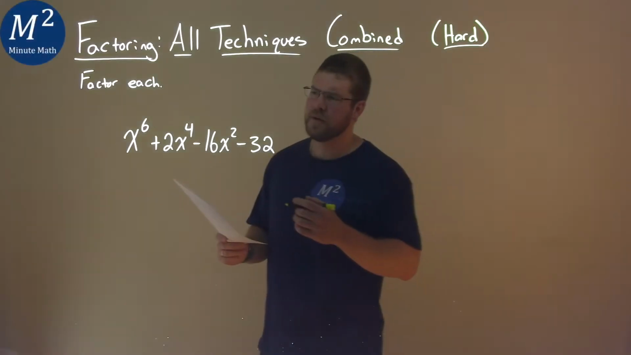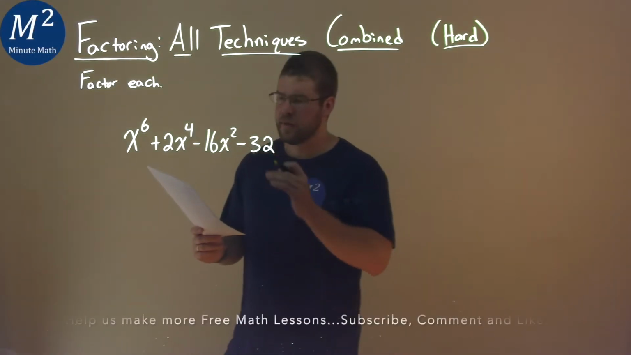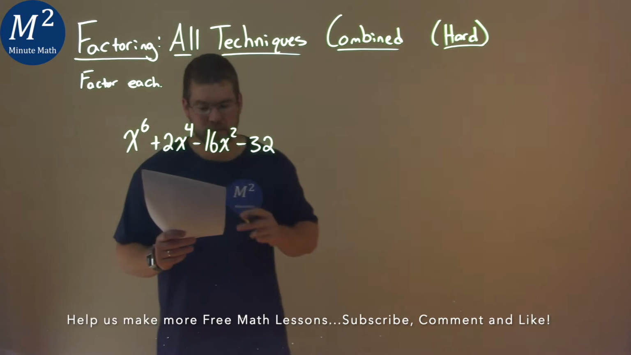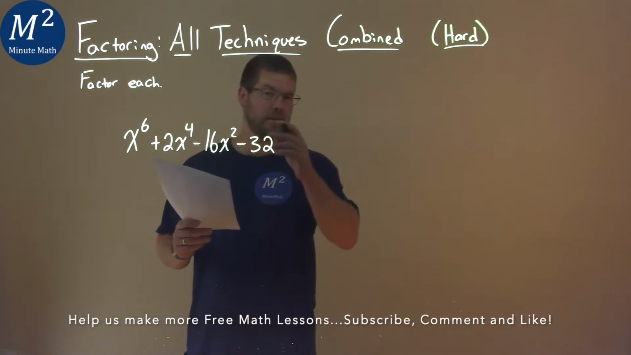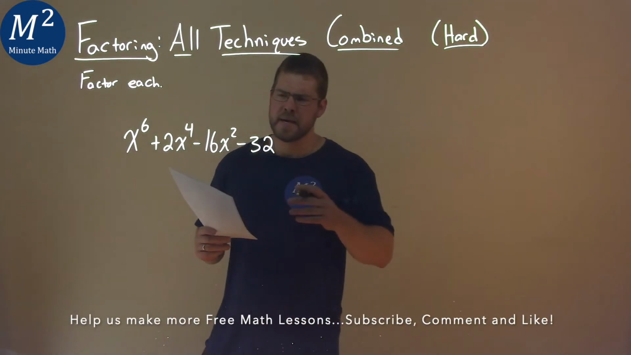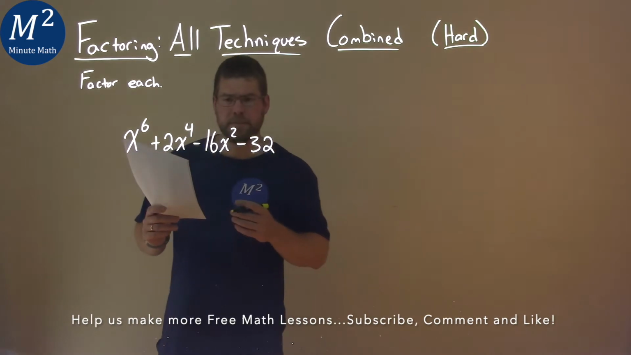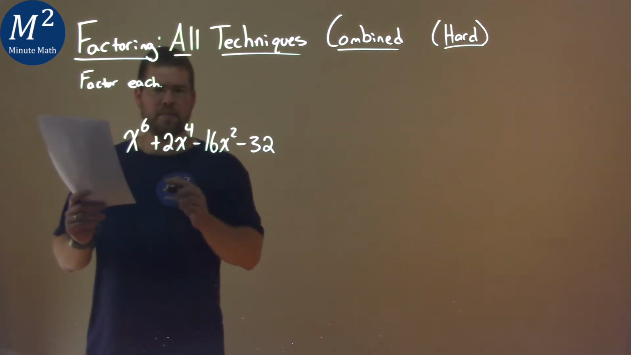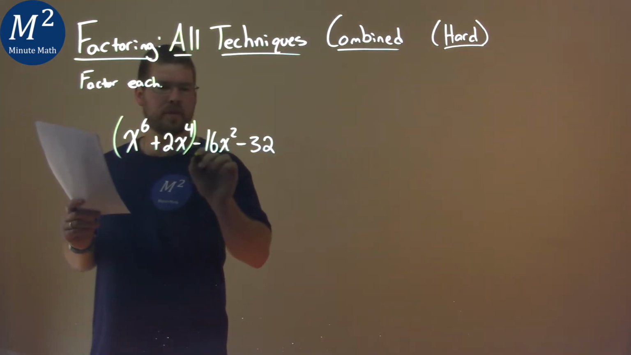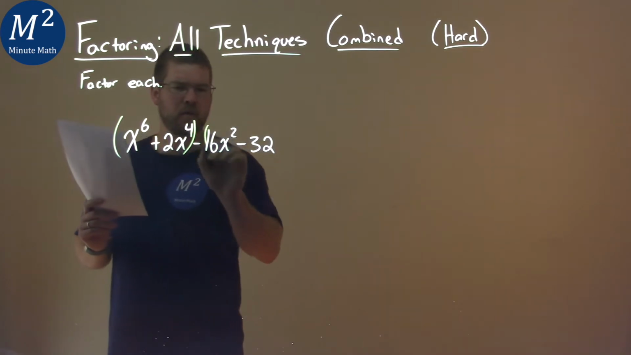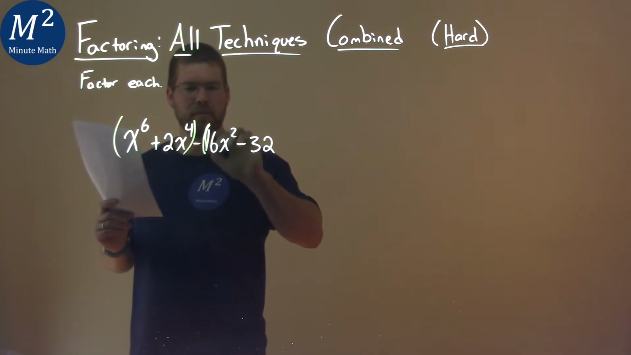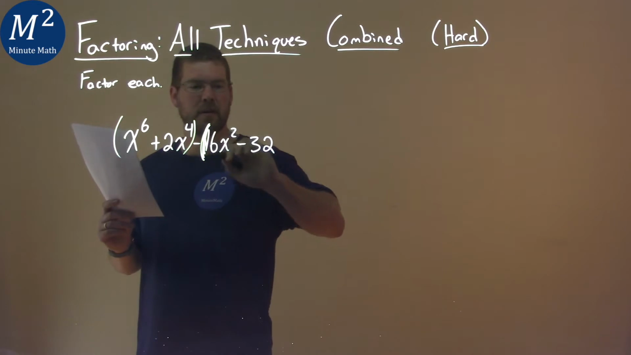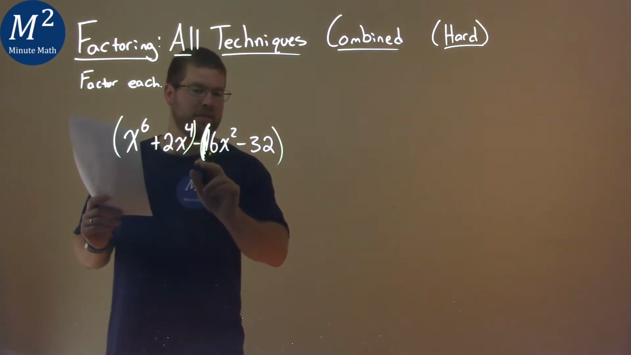We're given this problem right here: x to the 6th power plus 2x to the 4th minus 16x squared minus 32. And we've got to factor this completely. Well, let's take our time here. I see I can probably group this. So I'm going to group the first two terms and the second two terms. When I group it, I have to make sure there's a good parenthesis here. And it's good enough. Right there, that's a parenthesis.